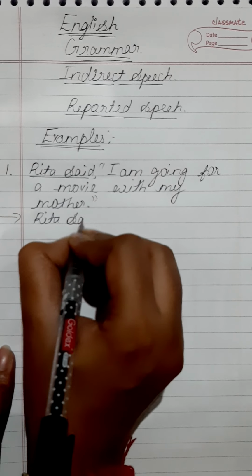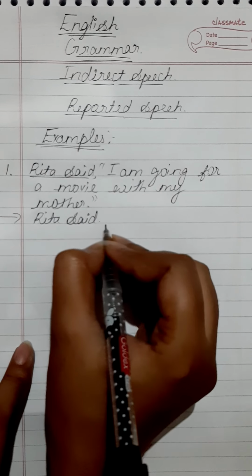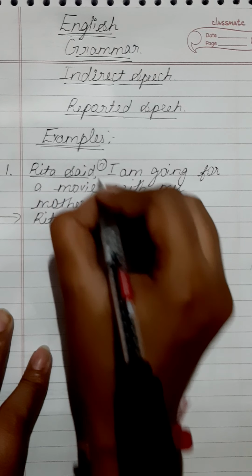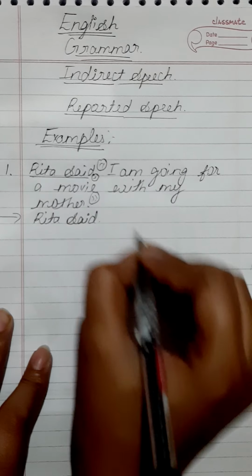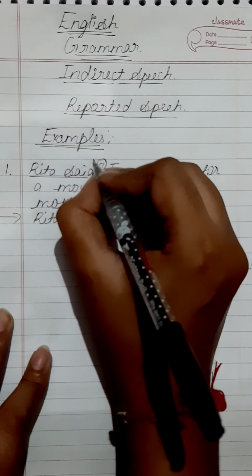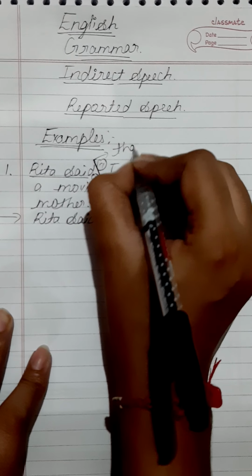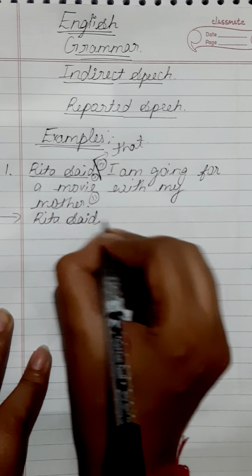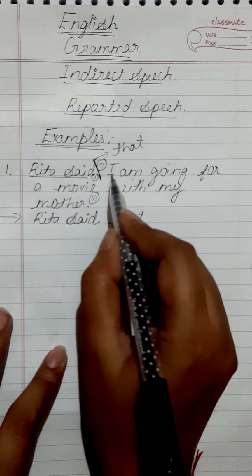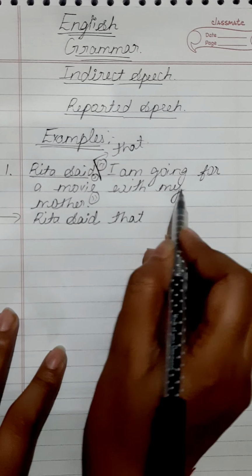Rita said. Now for the rest of the sentence, we will first remove these two inverted commas. We will also remove this comma. Now in between, at this position, we will introduce the word that. So let us write that here. Let us read it further. I am going for a movie with my mother.